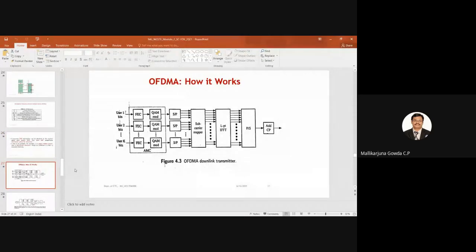Let me explain how OFDMA works. As I said, OFDMA is used in the downlink in the case of LTE.